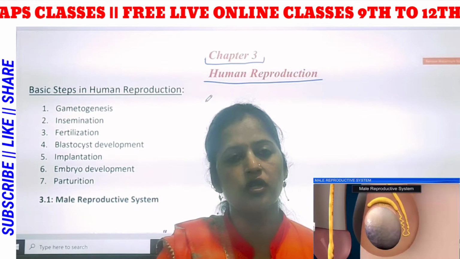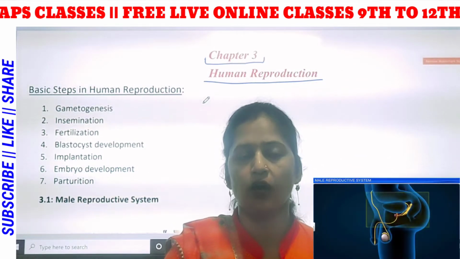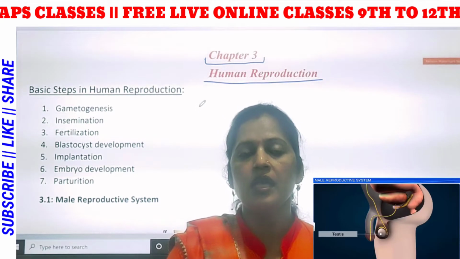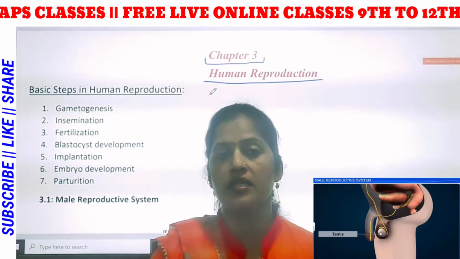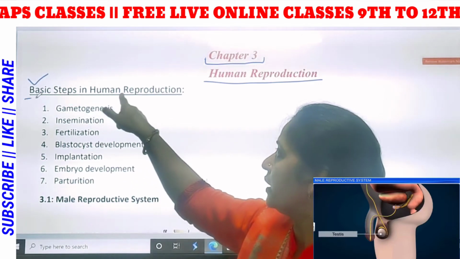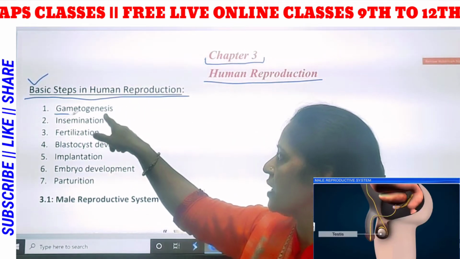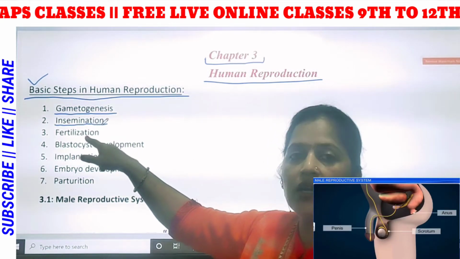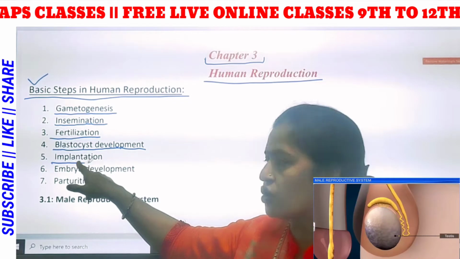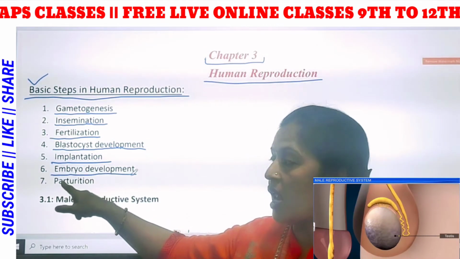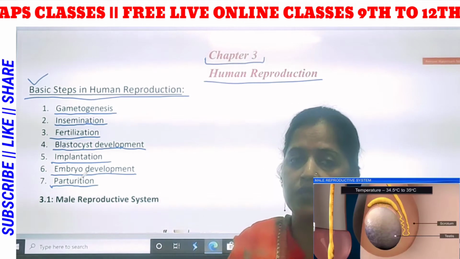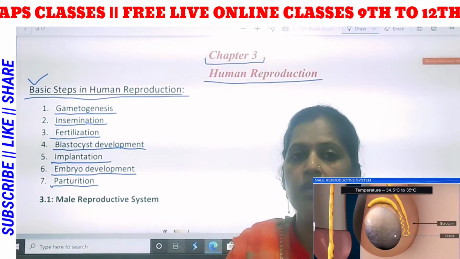As we all know, reproduction is the process, the ability to produce young ones. Reproduction is further of two types: sexual reproduction and asexual reproduction. In asexual reproduction, only a single parent is involved, whereas in sexual reproduction, both parents are involved. The main basic concepts involved in human reproduction are: first, gametogenesis; second, insemination; third, fertilization; fourth, blastocyst development; fifth, implantation; sixth, embryo development; and the last basic step involved in human reproduction is parturition. So these are the basic concepts involved in human reproduction.